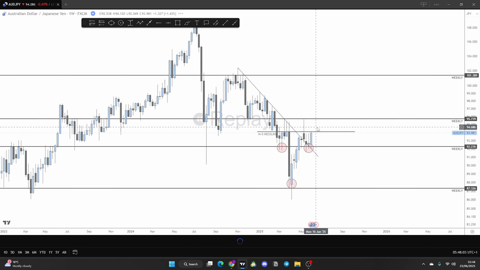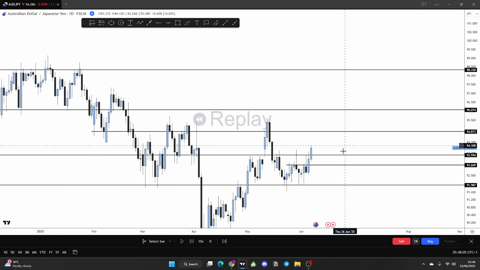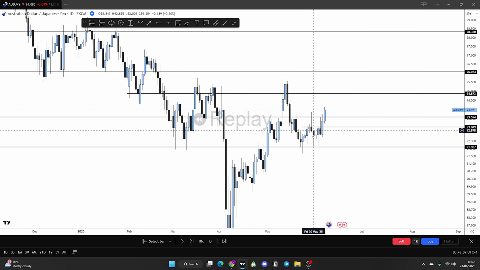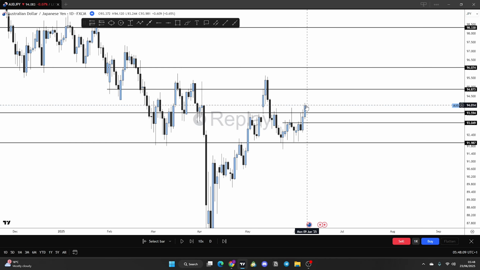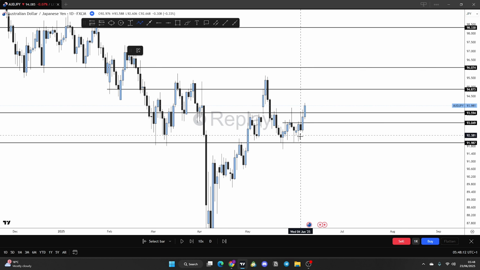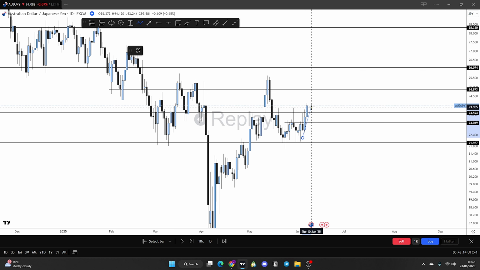Then I went down to the daily. Daily had a bit of consolidation here. Then we broke out and made a higher high. So we had a nice impulse push. So I was like, okay, all I'm waiting for is a retest now. Simple break and retest, man. Like I say, the strategy is simple. It's not easy, but it's simple: break and retest. That's all I was waiting for.